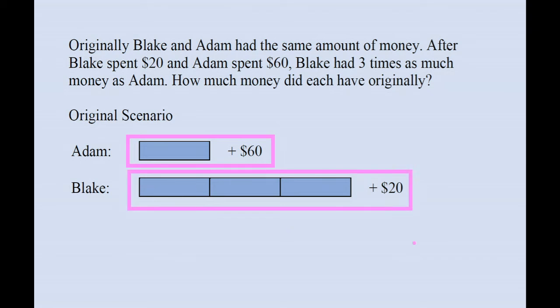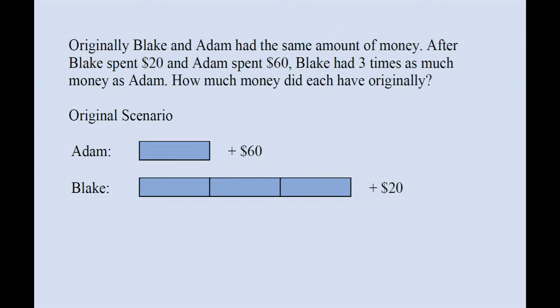So how do we make sense of that visually? Let's represent what we have here on this slide slightly differently. Instead of writing Adam originally had a rectangle plus $60, I'm going to write it like so. $20 plus $40 is Adam's $60. And Blake, I didn't change Blake's representation much.